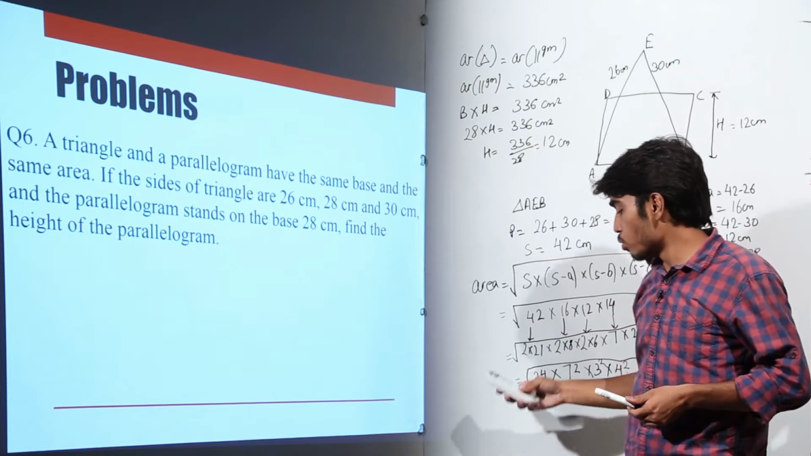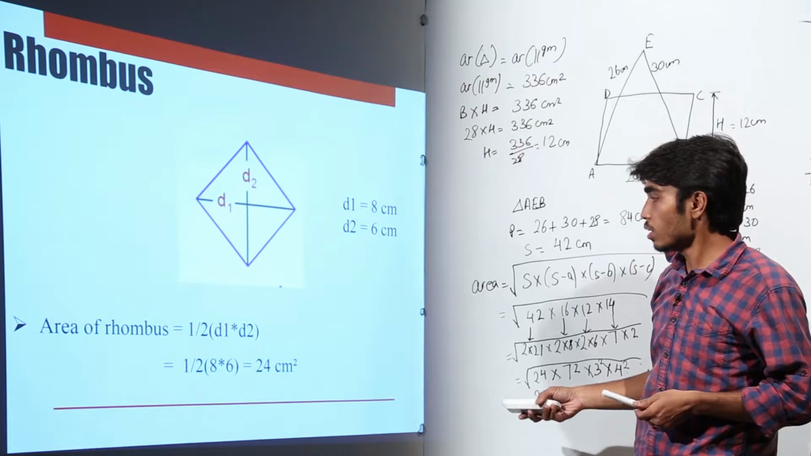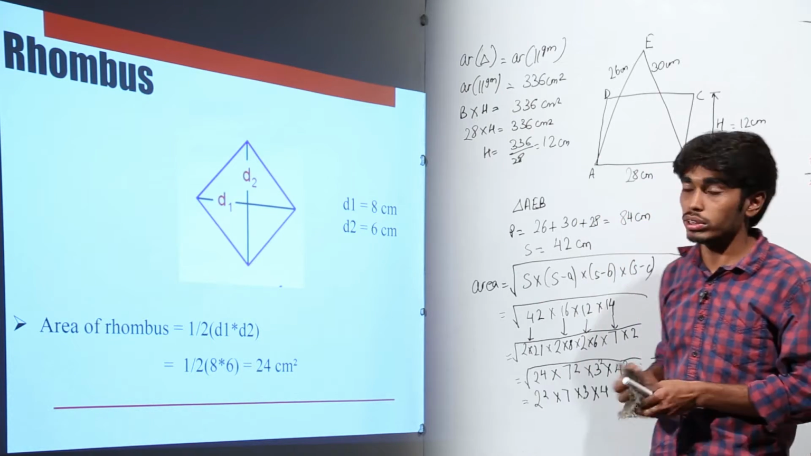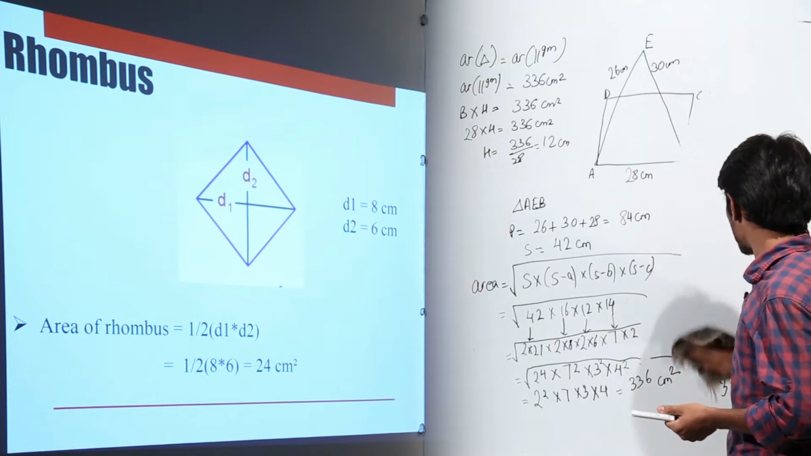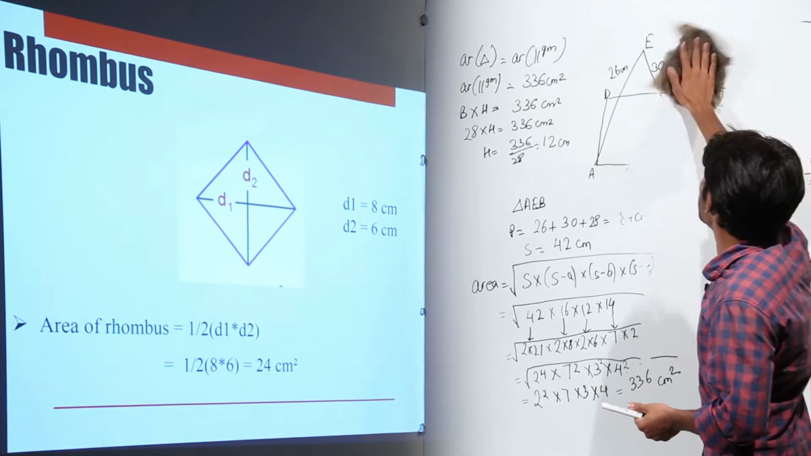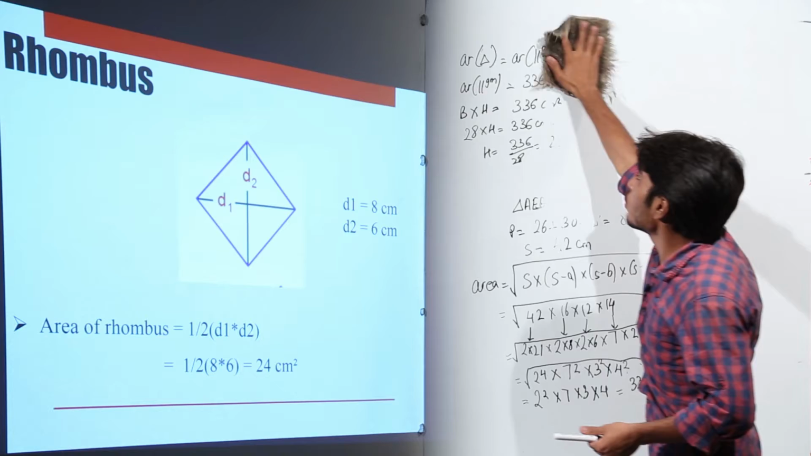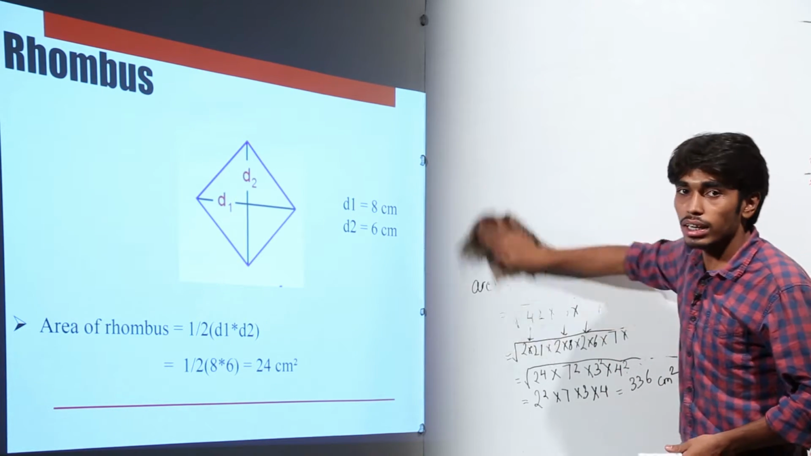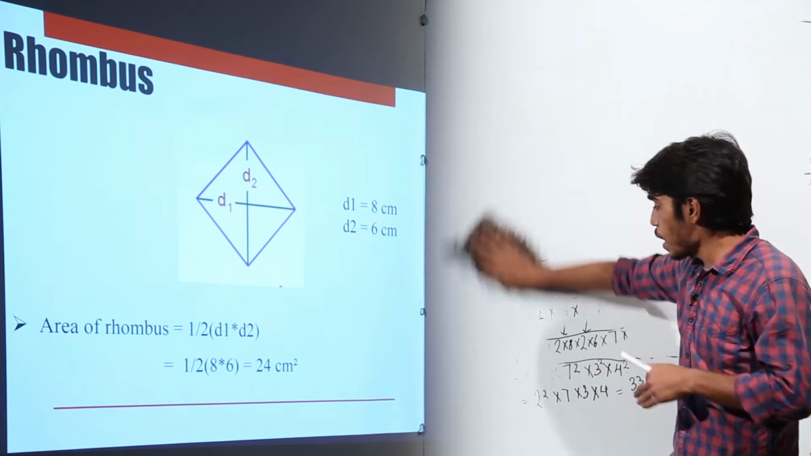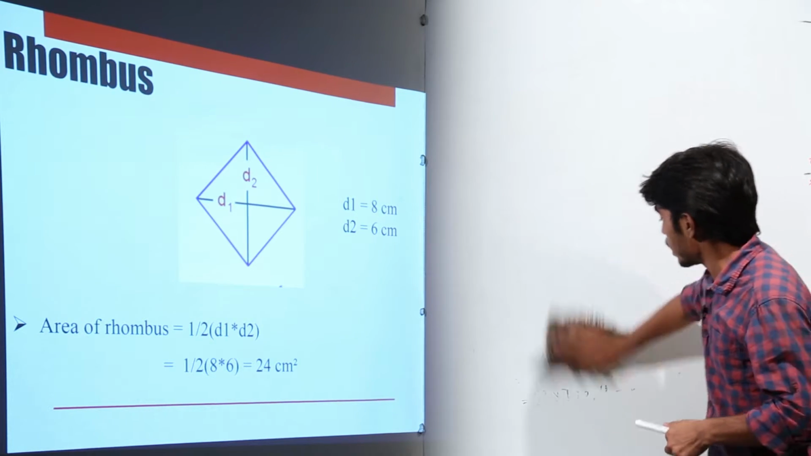So let's move on to another question. First we'll talk about rhombus. Now what is a rhombus? Rhombus is also a kind of parallelogram, but there is a special property about rhombus that all of the sides of a rhombus are equal, and the diagonals of a rhombus bisect at 90 degrees.